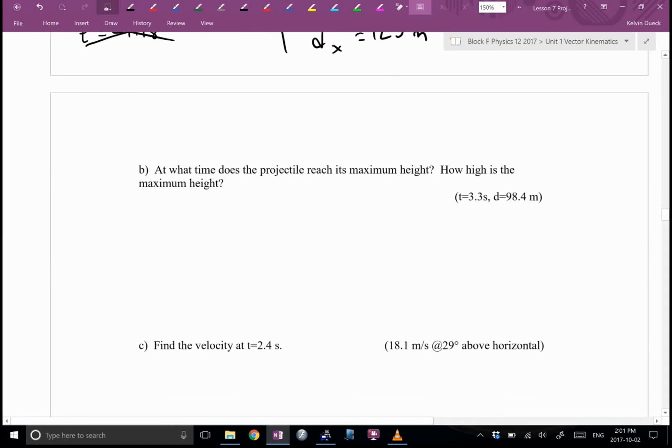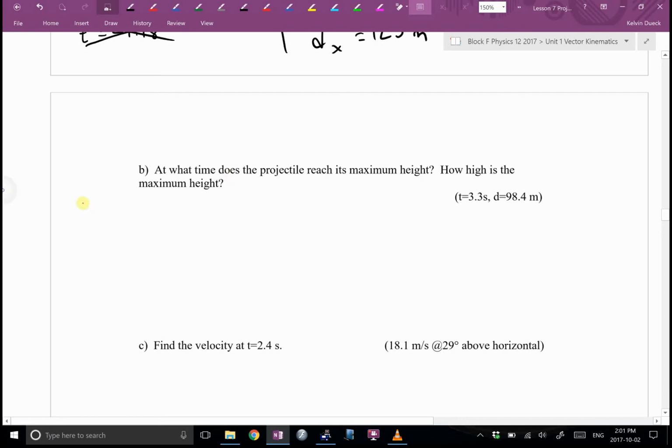Part B. At what time does the projectile reach its maximum height? And how high is that maximum height? Okay. We've all just turned the page, yes? It's talking about maximum height, vertical or horizontal. So I'm not going to do a complete key table here. I'm just going to list my vertical stuff.